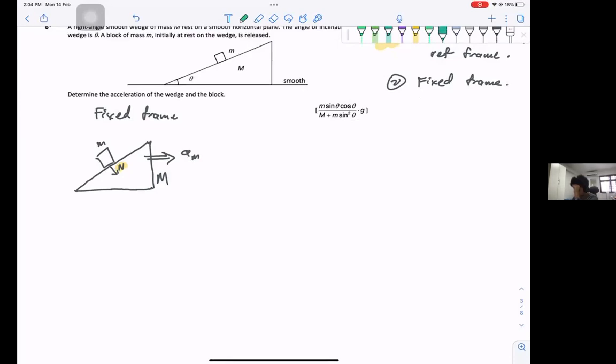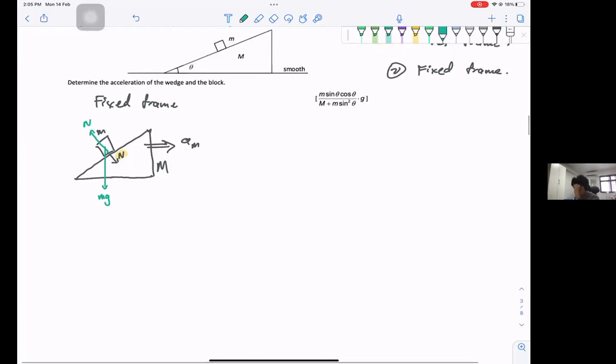The other forces are acting on the block this time. On the block, there'll be a normal contact force between the block and the wedge, and there will be mg, the gravitational force, and that's pretty much it.